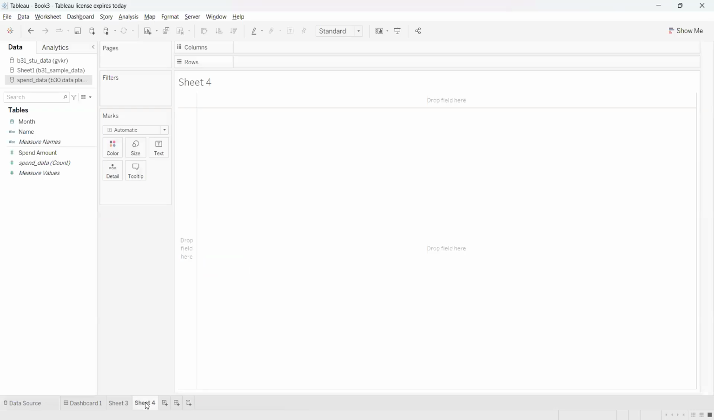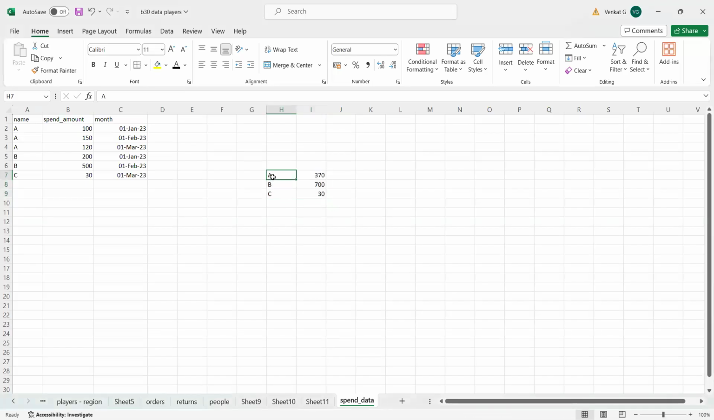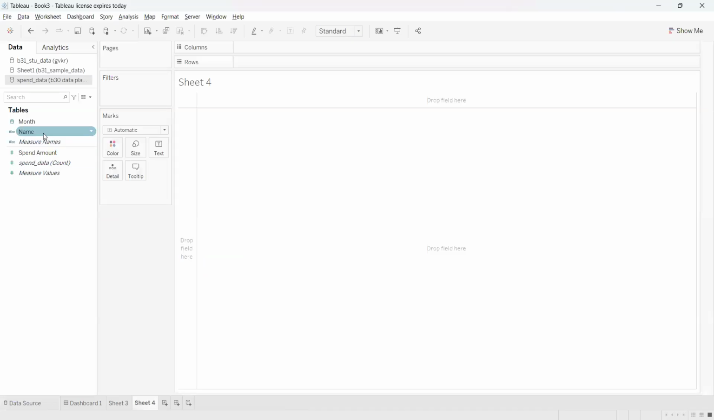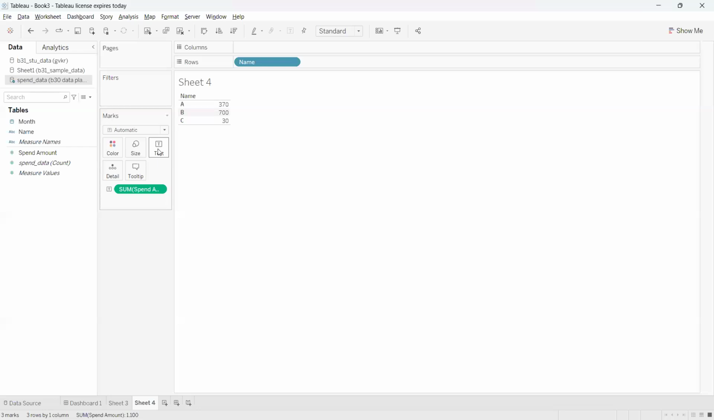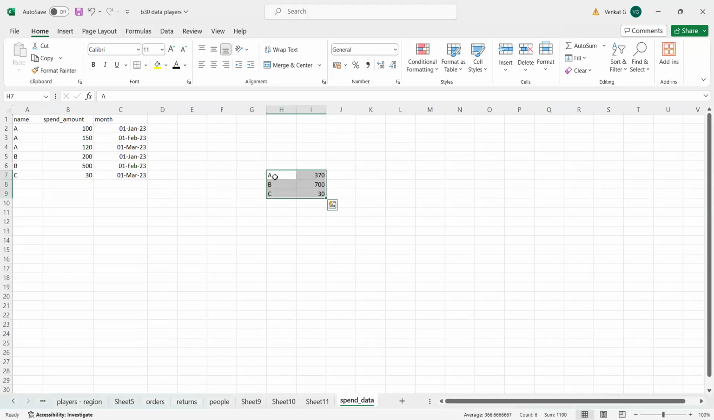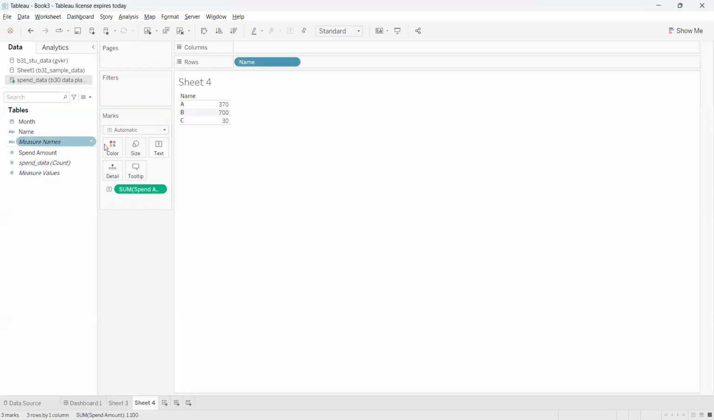Now I can go to my sheet 4 here. Just click on the spend data here. Whatever analysis we have done, if you want to aggregate the data person wise, what I have to do is simply drag the name into the row shelf and spend amount into the text here. Which is very simple in Tableau. Whatever we have achieved in the Excel, we have achieved very simply in Tableau by simply dragging and dropping the fields here.